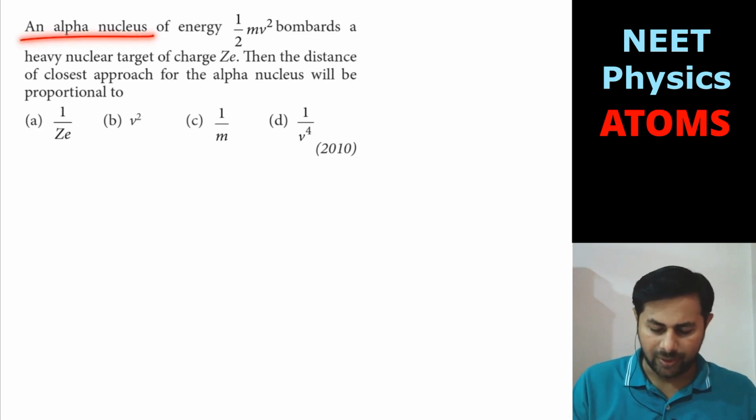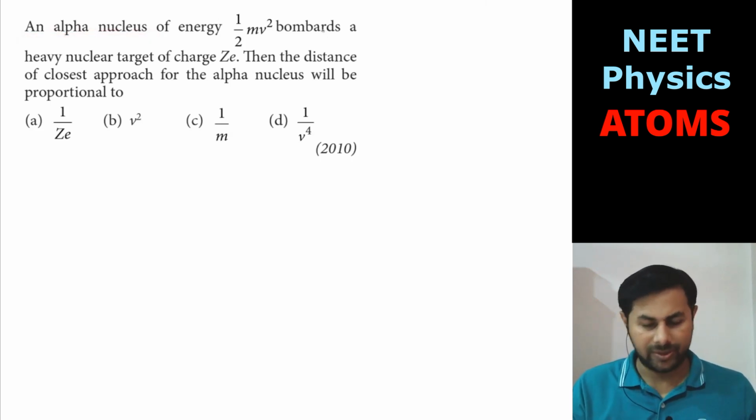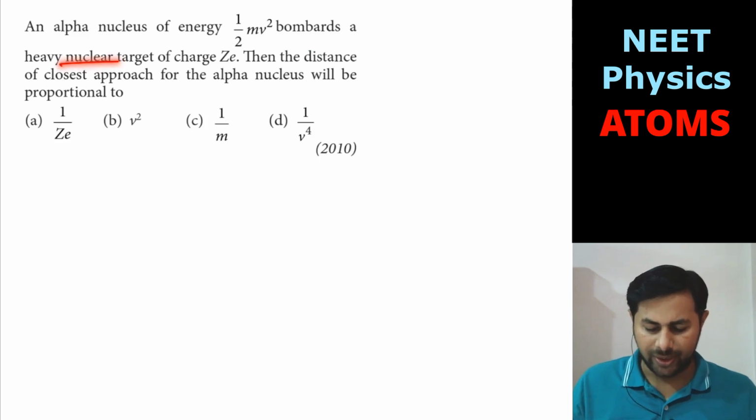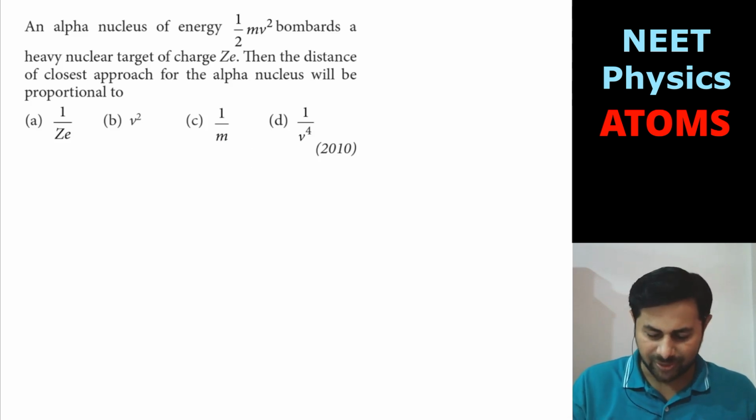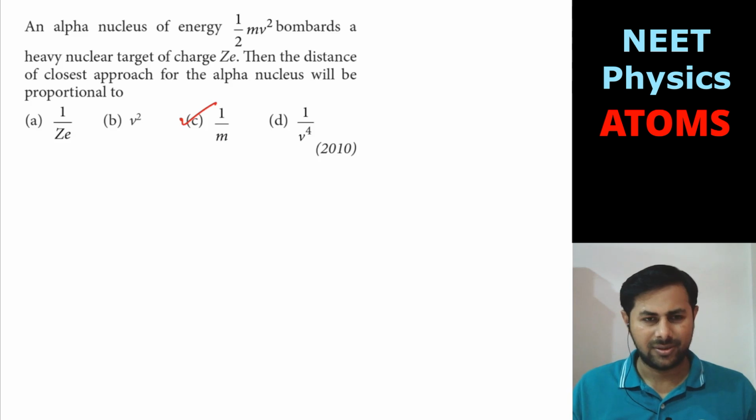An alpha particle of energy half mv square bombards a heavy nucleus target of charge Ze, then the distance of closest approach for the alpha nucleus will be proportional to. Tell me. Same question, it's a repeated question, right? It's option C. Okay, 1 by m, that's the answer.